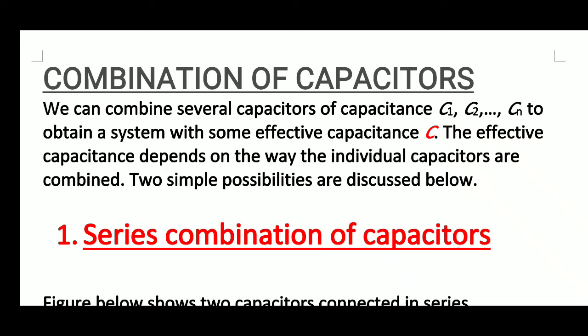So students, we have the topic combination of capacitors. We can combine several capacitors of capacitances C1, C2 up to Cn to obtain a system with some effective capacitance C. The effective capacitance depends on the way the individual capacitors are combined. Two simple possibilities are discussed below. One is a series combination of capacitors.